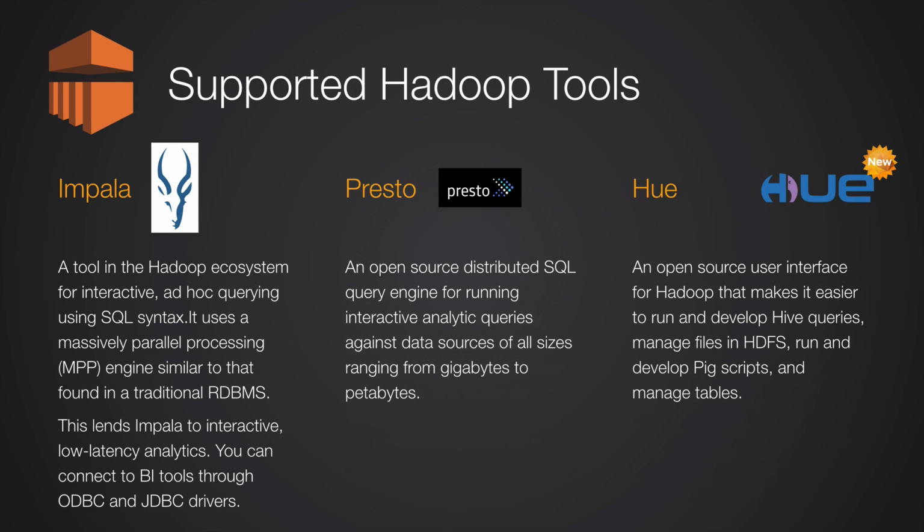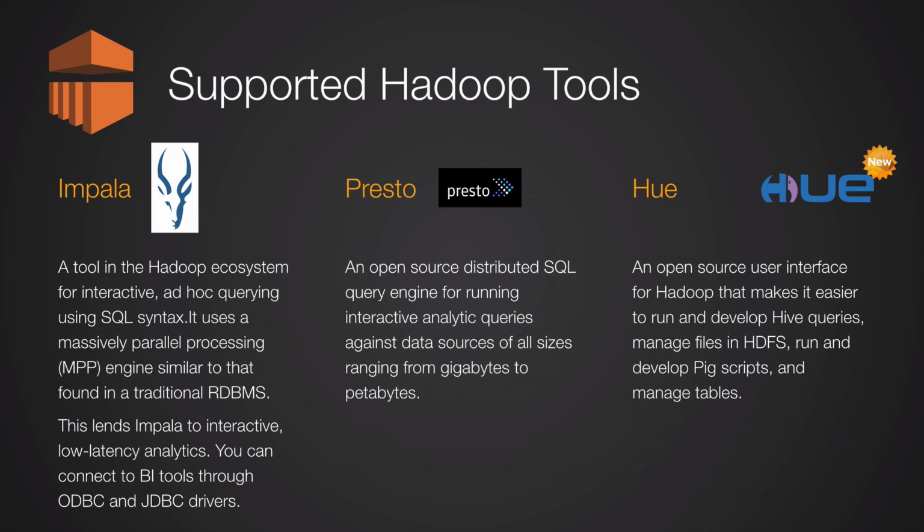And then lastly, Hue. This is a pretty cool tool actually. This is an open source user interface for Hadoop that makes it easier for users to develop and run Hive queries, to manage data in HDFS, and to run and develop Pig scripts, and to manage tables as well. And it provides a web-based interface, a GUI for EMR, integrating, again, as you might expect, with S3, and you're able to query data directly against S3 and easily transfer files between HDFS and S3.